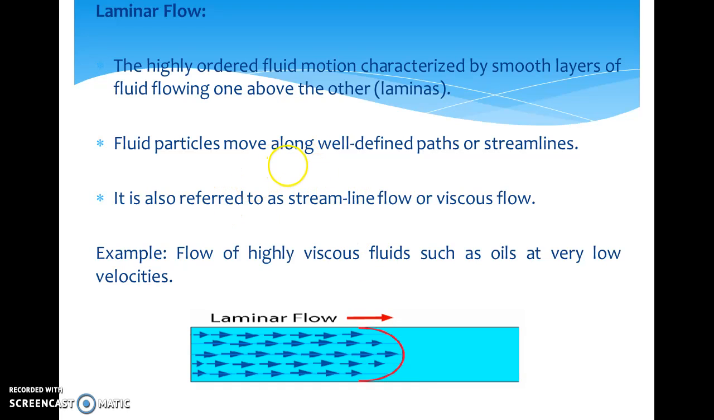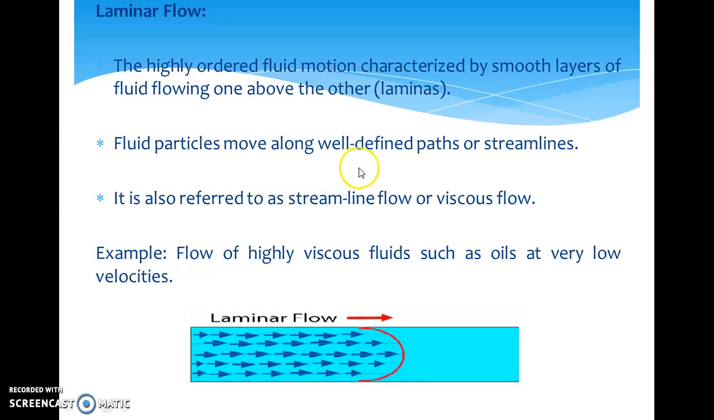Laminar flow is highly ordered fluid motion characterized by smooth layers of fluid flowing one above the other. As we can see here from the figure, the fluid particles are moving in a well-defined path. The fluid flow is layer upon layer. You can see here there is no random motion of the fluid particles. So this is called laminar flow.